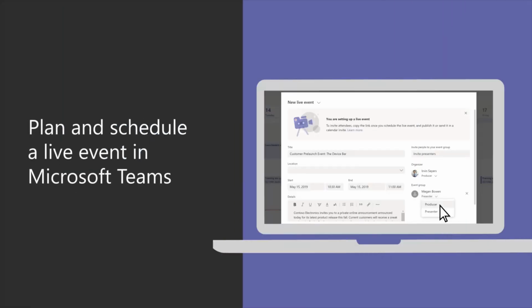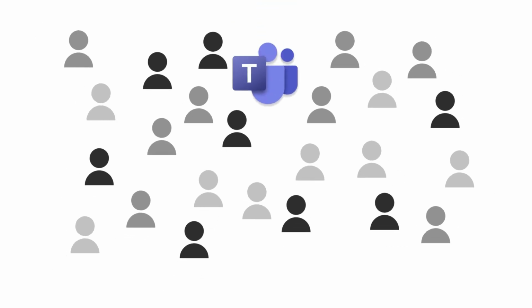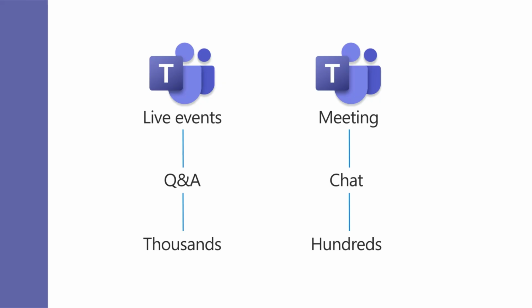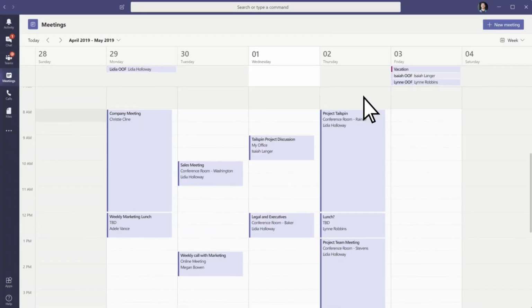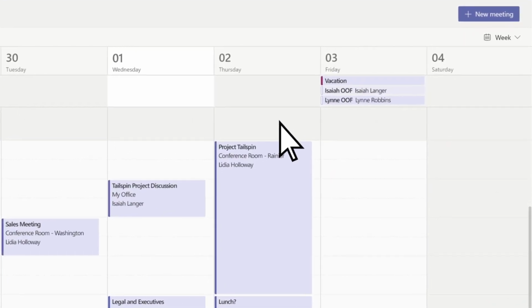How to plan and schedule a live event in Microsoft Teams. When you have a large community event online, a town hall or webinar, you can use Microsoft Teams live events, which adds functionality and size. Thousands can join versus a few hundred for a Teams meeting. You create a live event the same way you schedule a regular Teams meeting in your Teams calendar.